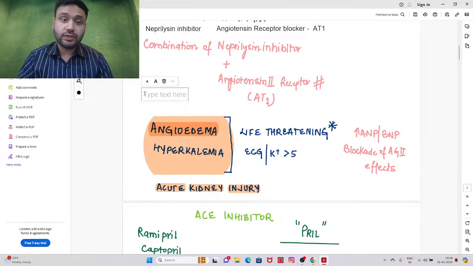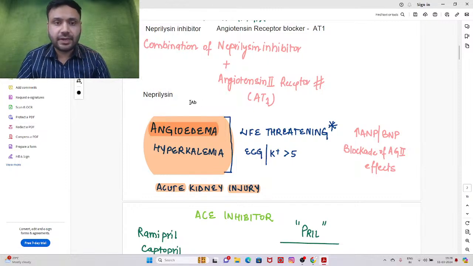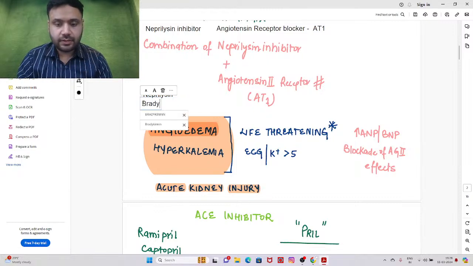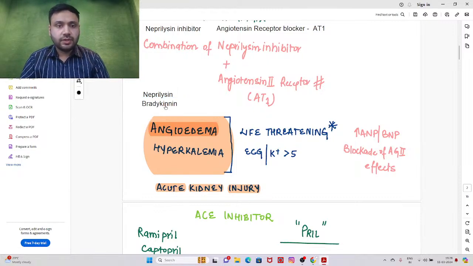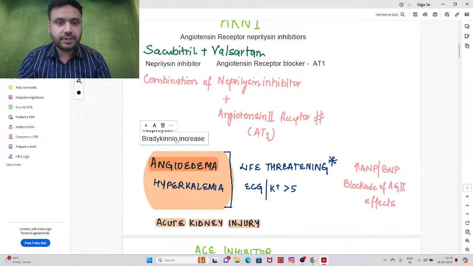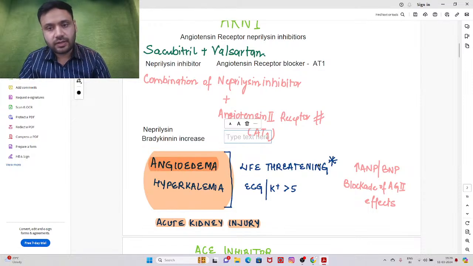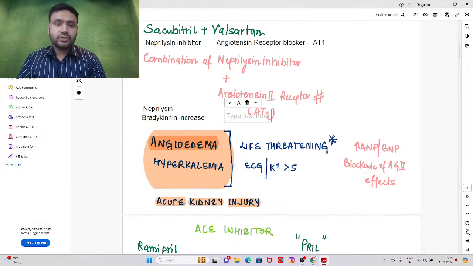neprilysin is also involved in the degradation of bradykinin. So when you inhibit neprilysin, there is an increase in bradykinin. Once bradykinin increases, it causes angioedema, and angioedema is a dangerous side effect which can threaten the life of the patient. Right?